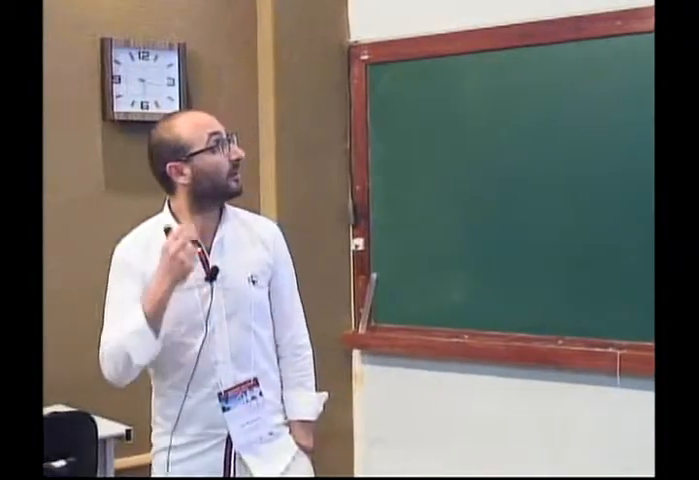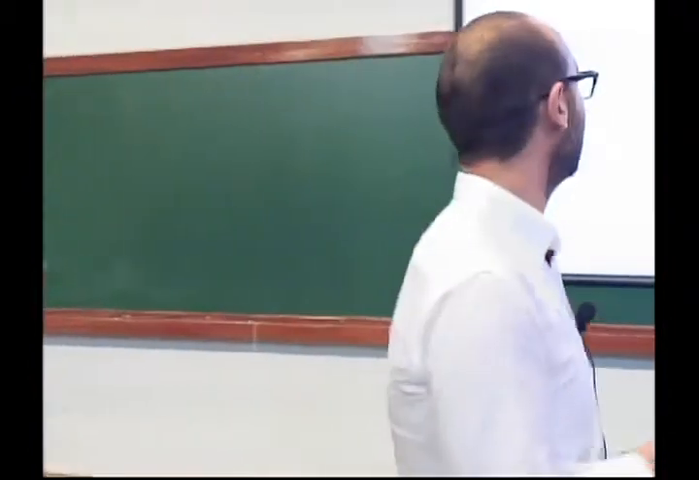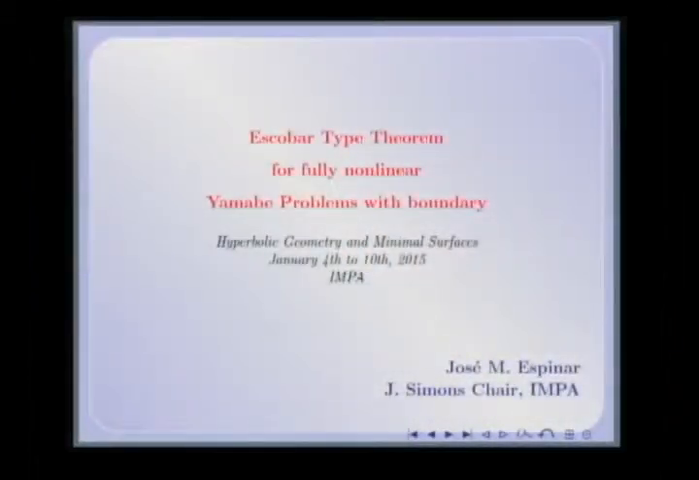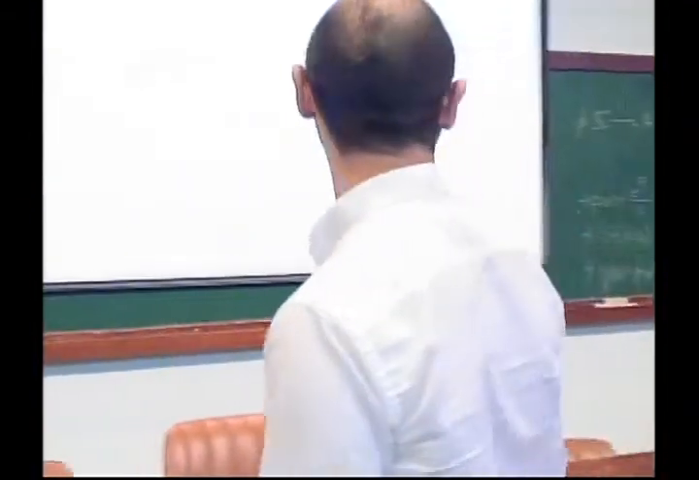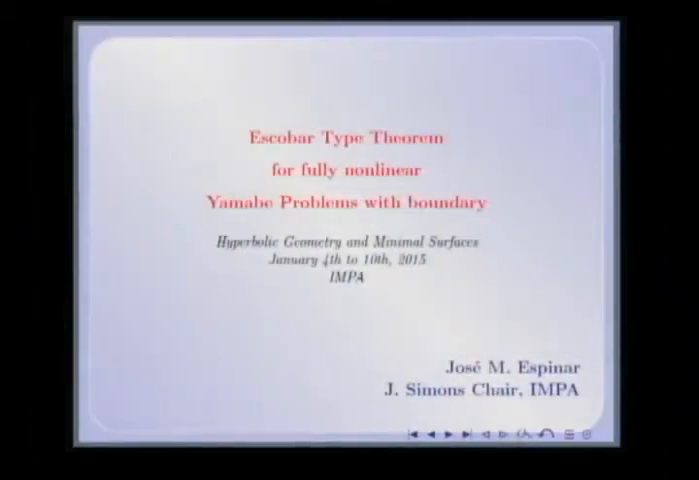And today, I'm going to talk about this Escobar theorem for the fully nonlinear Yamabe problem. Apparently, this has nothing to do with the topic of this Congress, minimal surface and hyperbolic geometry. But in fact, it has, and I'm going to explain why. The way we are going to solve this problem is to, associated to one function, construct a hypersurface in the hyperbolic space. And then we're going to use techniques from constant mean curvature and minimal surfaces to classify this kind of surfaces. This is how hyperbolic geometry is going to play a role in this talk.